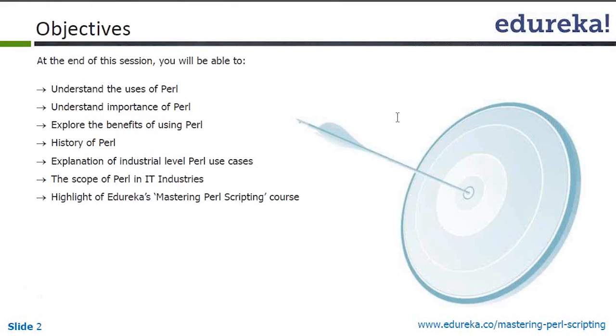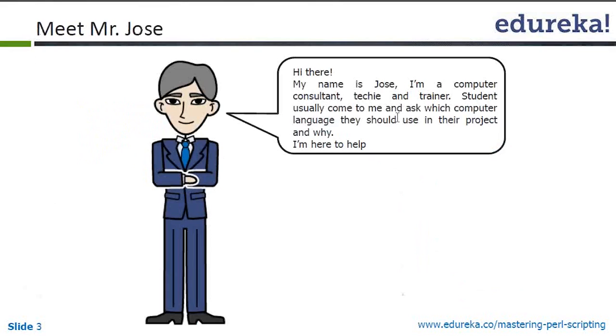Going forward, okay, so this is a simple use case here. So I first introduce to you Jose. Jose is a computer trainee, and he knows everything about technical languages, and he's a consultant, he's a techie, he's a trainer, and he helps students more often whenever somebody comes to him.